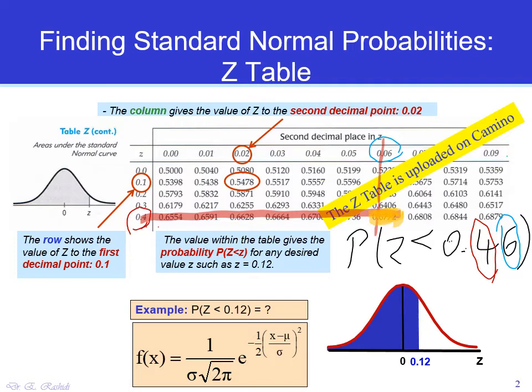which is 0.6772. So this probability is equal to 0.6772. We will see more examples of this to learn how to master this method.